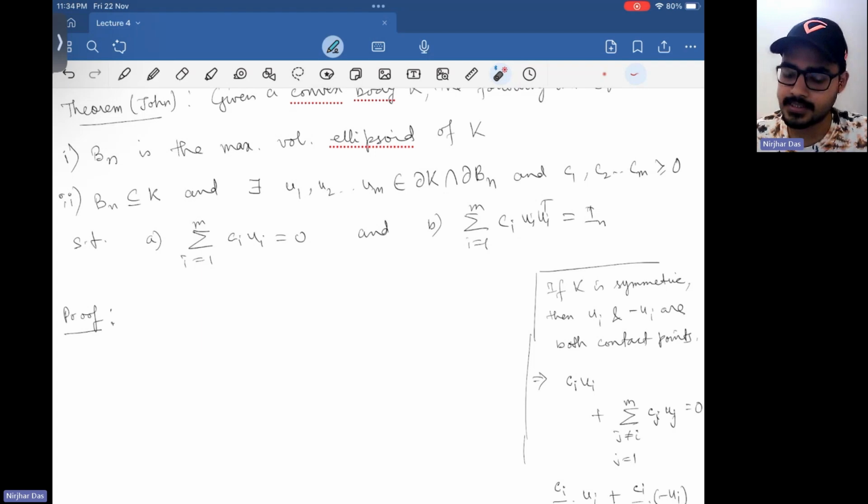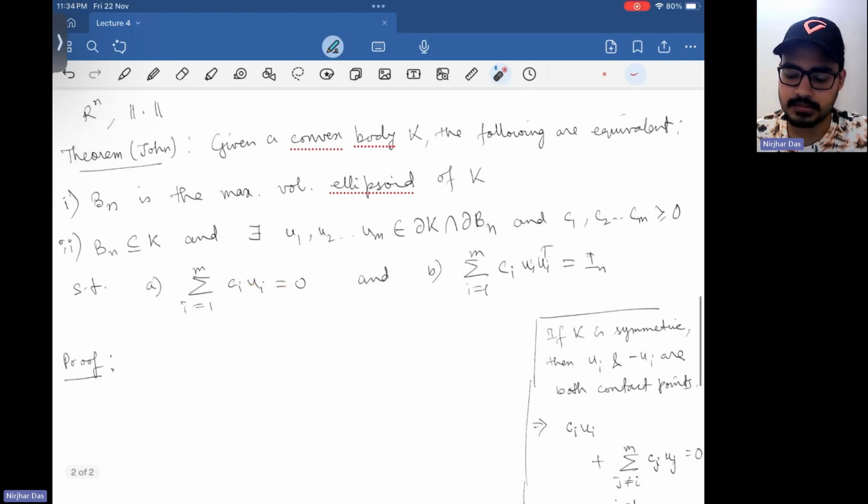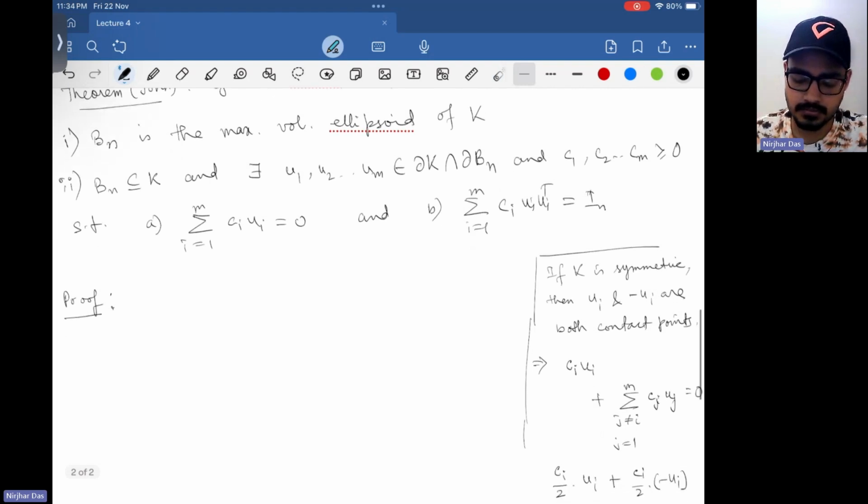So for the symmetric case, it suffices just to prove this condition, right? I mean, this condition does not add any value to us. So we will focus on showing that if Bn is the maximum volume ellipsoid, then this holds. And if this holds, then Bn is the maximum volume ellipsoid. And we will start with the easier side, which is 2 implies 1. And this was proven by Keith Ball.